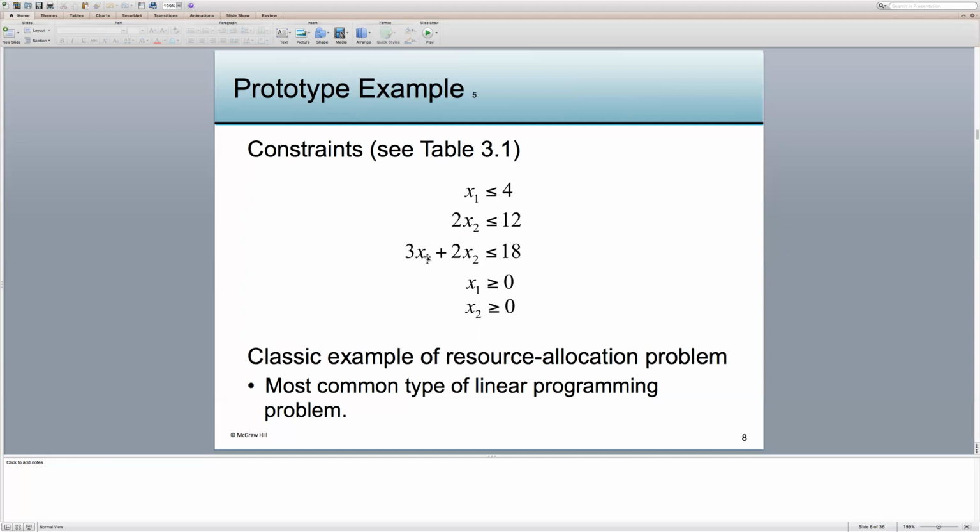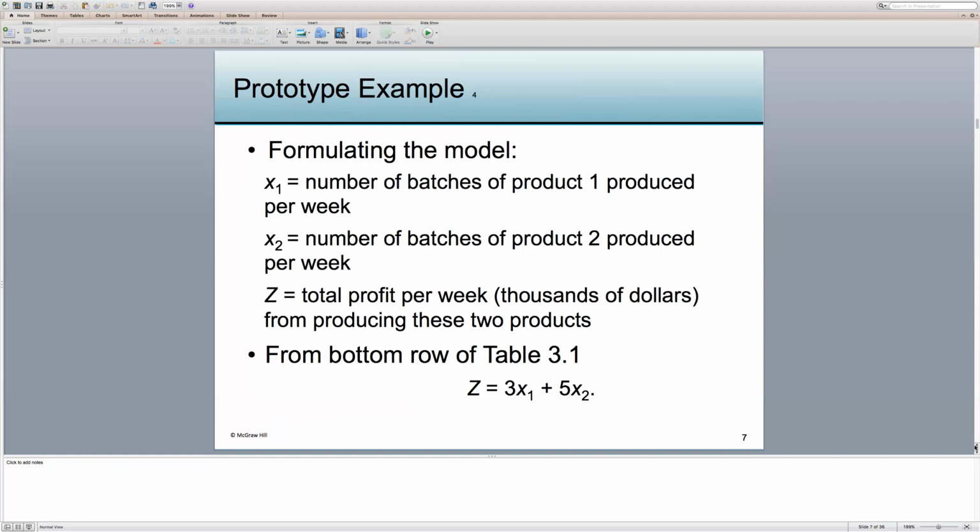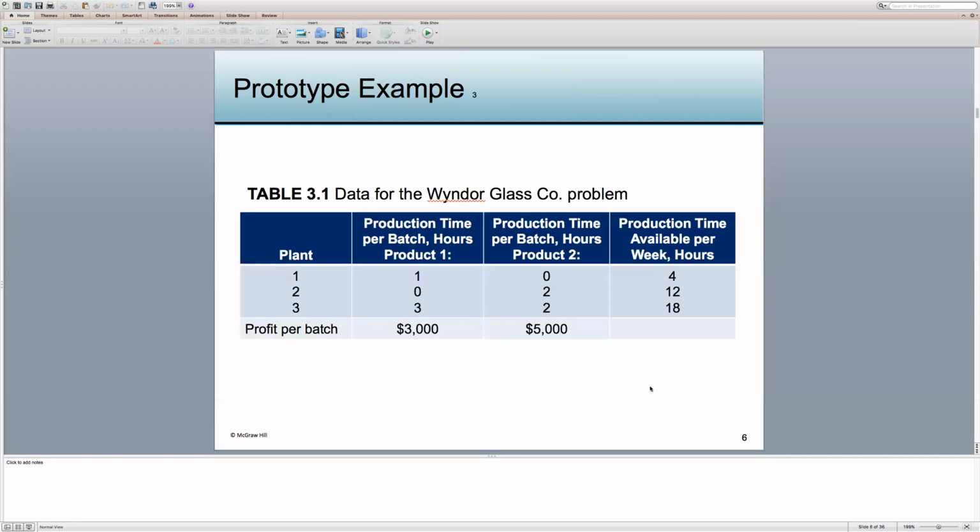What about this third inequality, which looks a little bit more complicated? Let's go back to the data. Let's look at plant 3. At most 18 hours of time are available in plant 3 for producing product 1 and product 2. One batch of product 1 takes 3 hours of plant 3's time. One batch of product 2 takes 2 hours of plant 3's time.